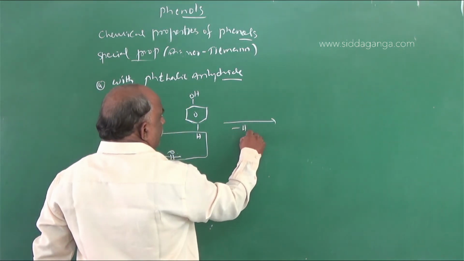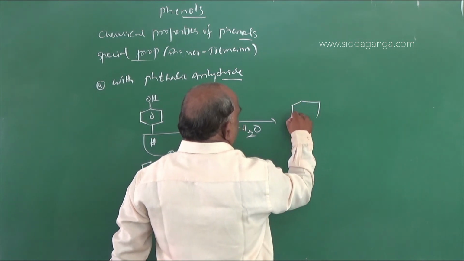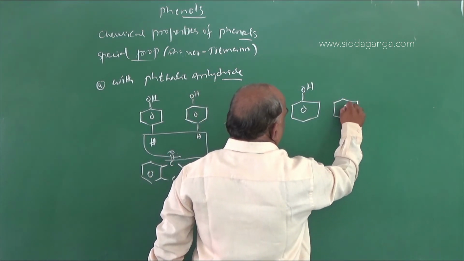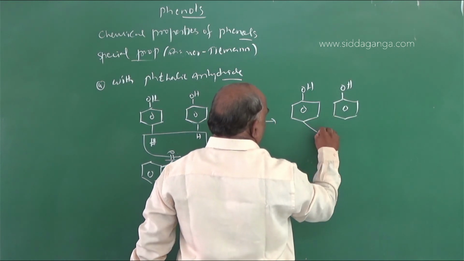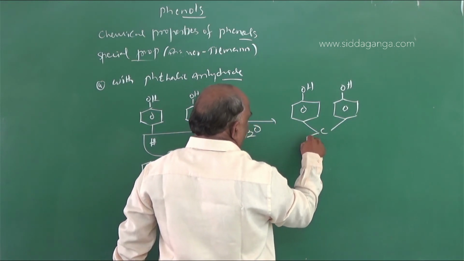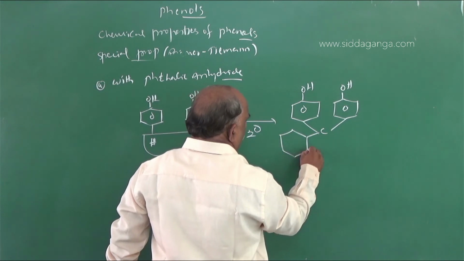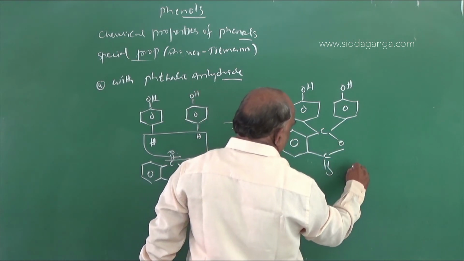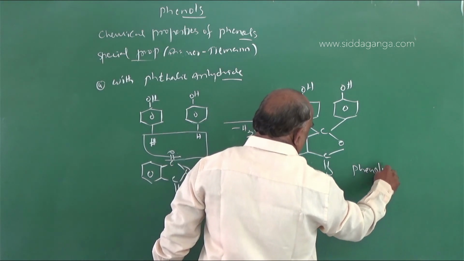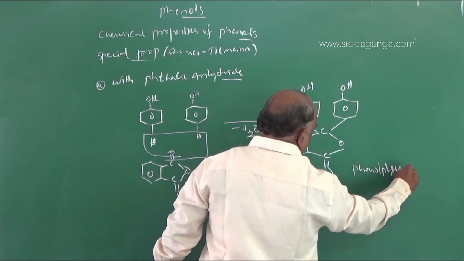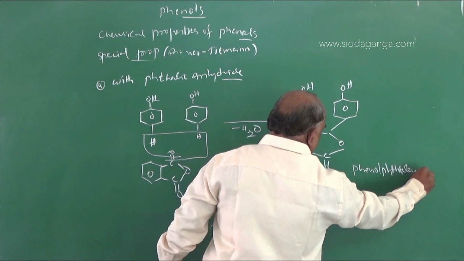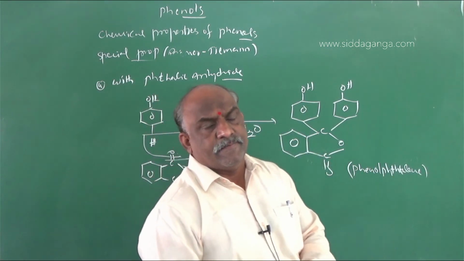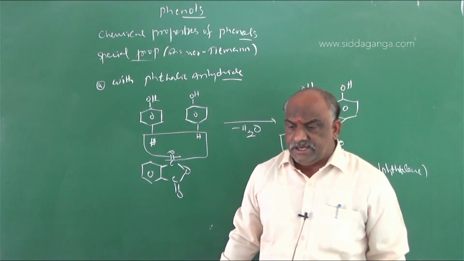Eliminate water, the formation of the structure. This structure is called phenolphthalein. So this is phenolphthalein, which can be used as an indicator.